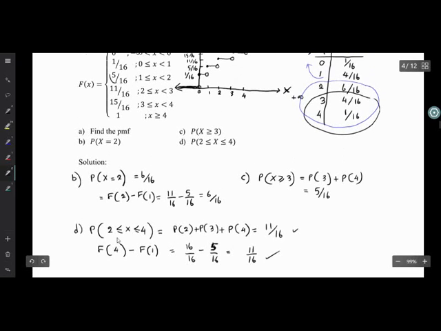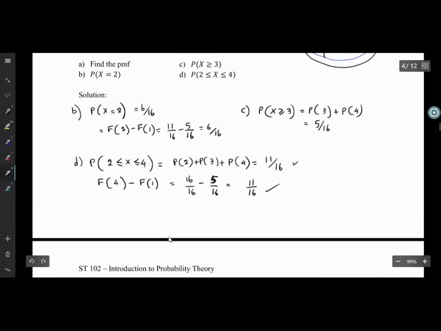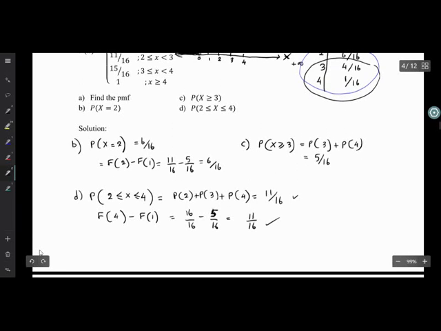You have to be careful when you have the equal sign, you do not subtract F2. If you subtract F2, you miss the probability assigned for 2. So you have to keep it. So you have to get rid of everything below it, so 0 and 1, which is the cumulative up to 1, so capital F1. So that is how you calculate the PMF, the CDF, and the probabilities assigned to each x when x is a discrete random variable.